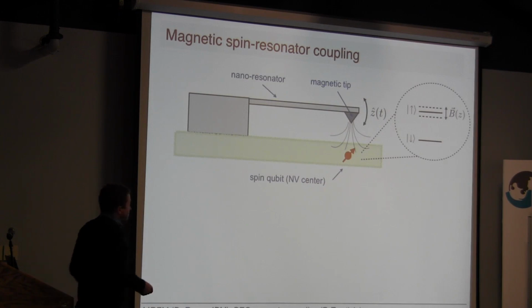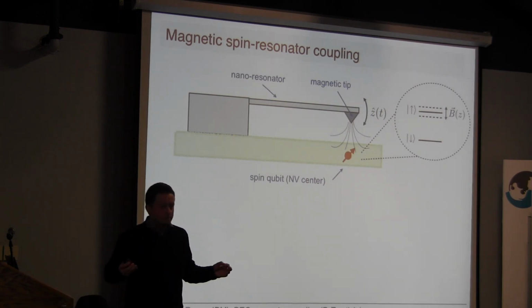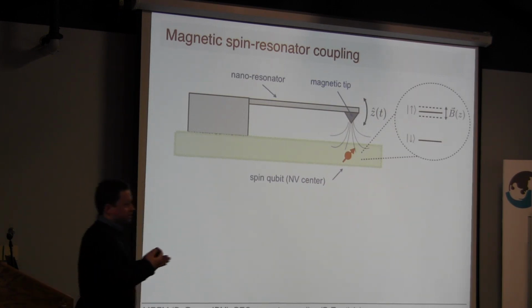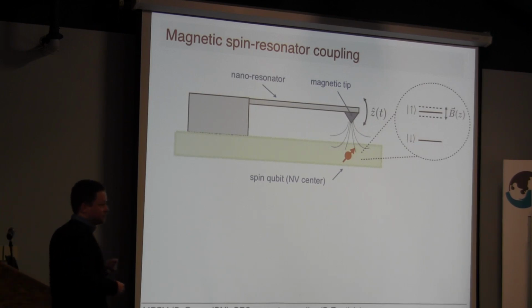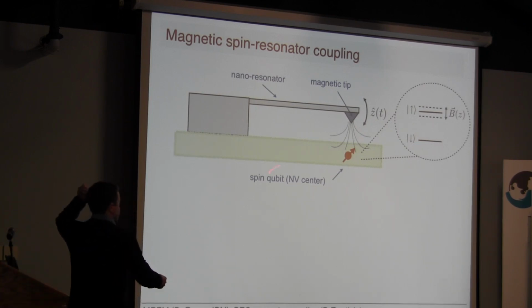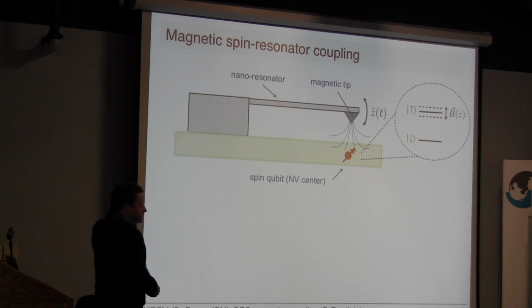Okay, so now it's, of course, a spin. Previously I talked about this large electrostatic coupling. So now we have a spin. No electric fields, it will only give magnetic fields. So how does the spin couple to a mechanical system?